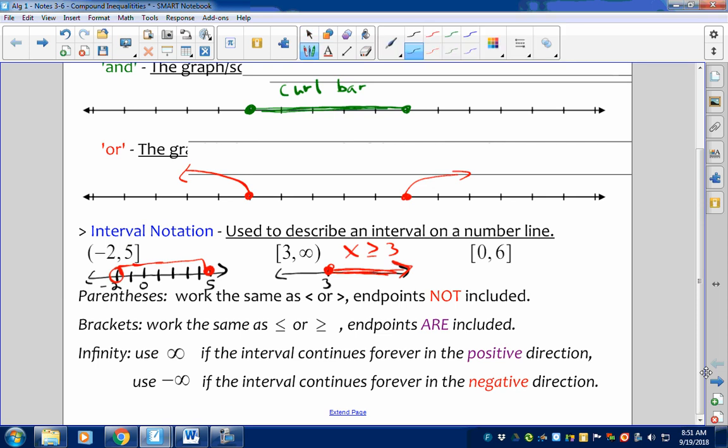And the last one on here, here's 0, 1, 2, 3, 4, 5, 6. Draw that number line from 0 to 6. And so this describes the interval starting at 0, going all the way to 6.